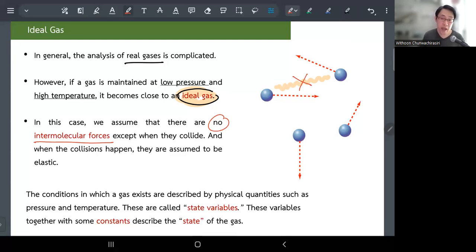But no intermolecular forces doesn't mean they cannot collide. They can still knock each other, or knock the wall of the container, the ceiling, the floor. Doesn't matter. But then we add the assumption that every time they knock, the collision is elastic. Isn't that cool? The good thing about elastic collision is you lose no energy. The energy is always conserved during that kind of collision.